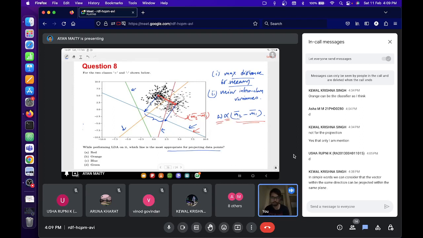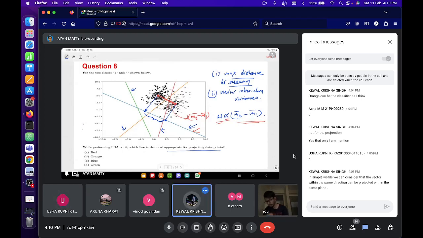So I got all four answers from the chat, but please try to understand that blue should be the one because it maximizes the distance between the two means, and this is one of the main objectives of LDA. The second objective we don't have to think about much in this problem. So based on the first objective, this should be the right answer.